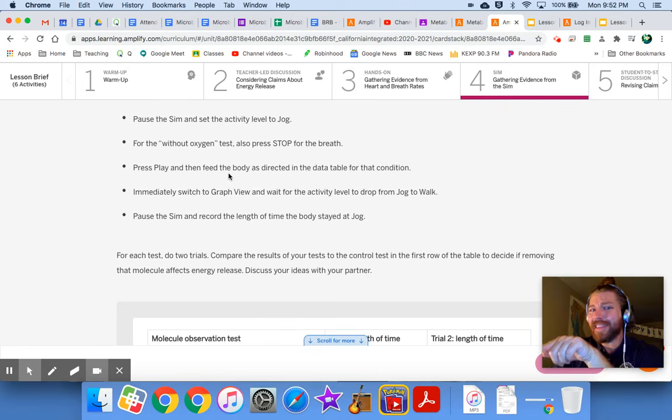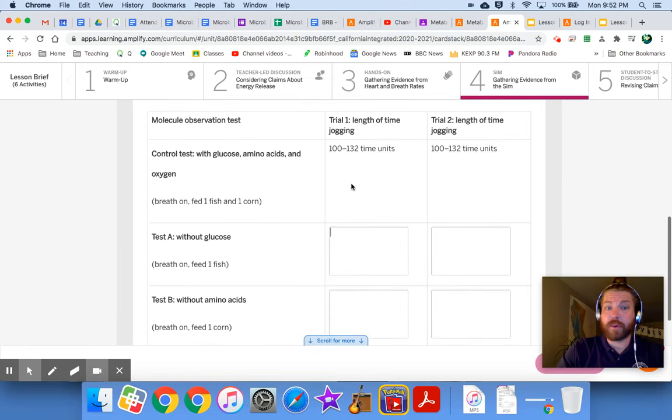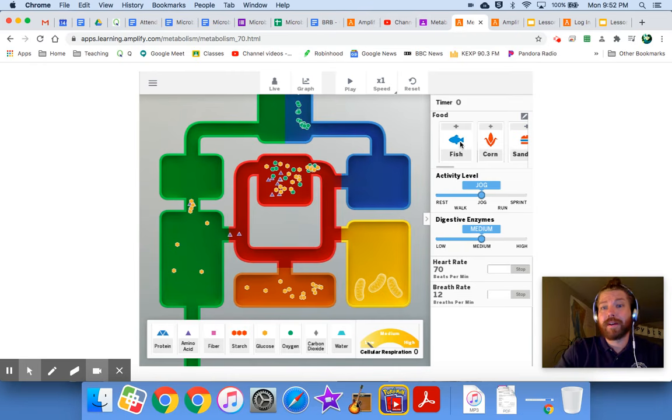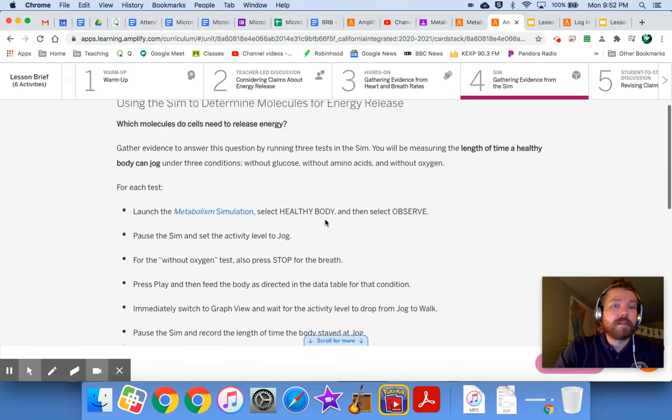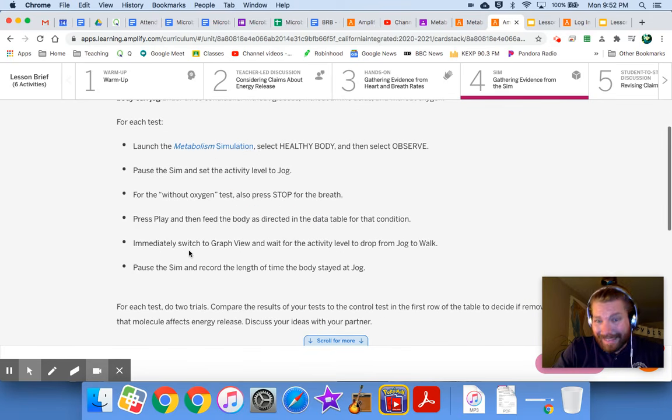Press play and then feed the body as directed in the data table for that condition. Okay, so without glucose, breath is on. I'm going to give this person one fish. I can't actually preload that because I'm not in the test. So, immediately switch to graph view and wait for the activity level to drop from jog to walk. Pause this and record the length of time the body stayed at jog.